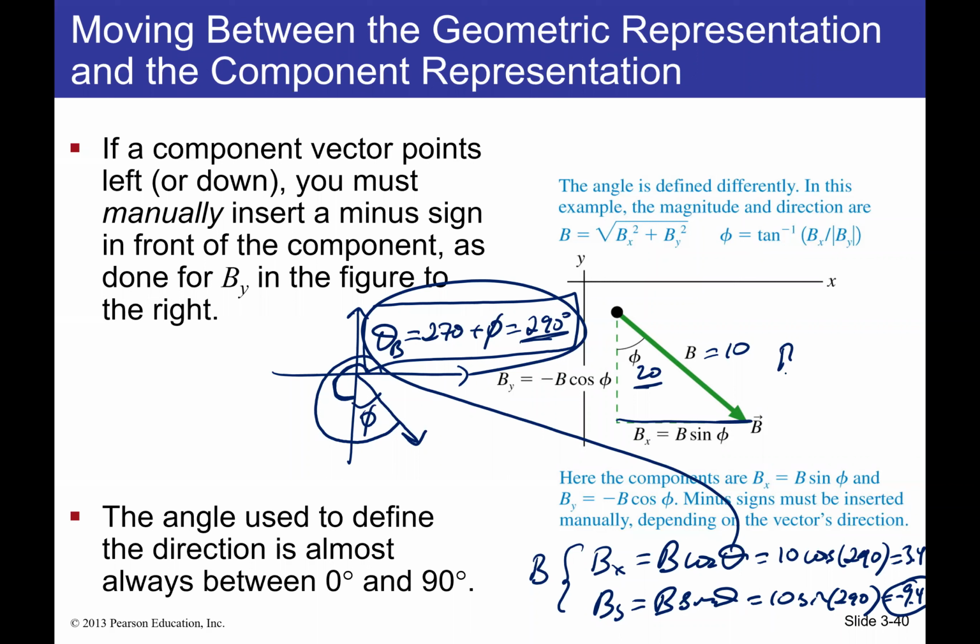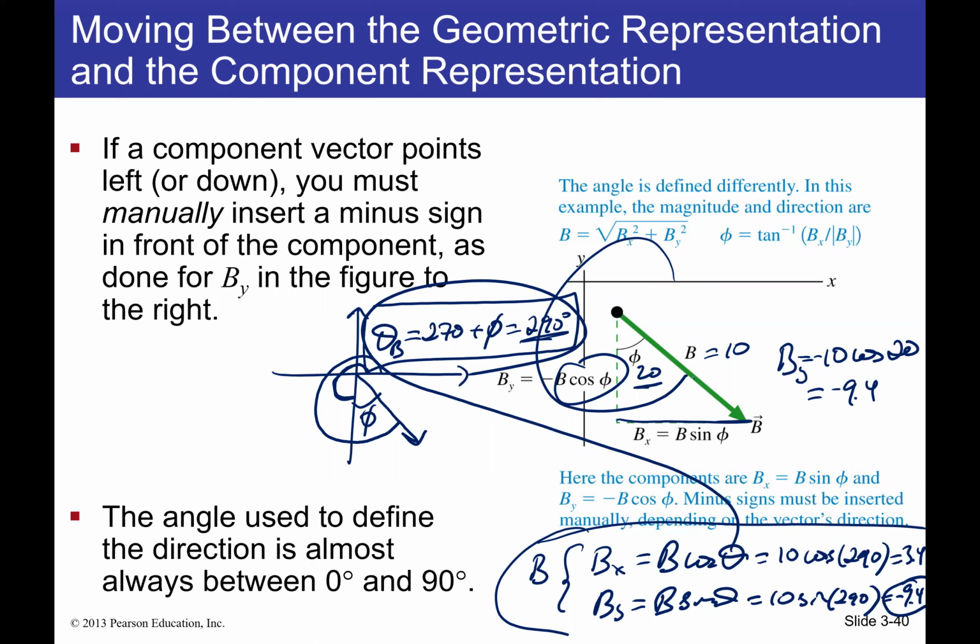See, if I used By equals 10 cosine of 20 and plugged it in your calculator, you will see you're going to get 9.4, not negative 9.4. So that's why you have to manually put the negative on the 9.4. But if you're using this method, taking the direction of B with respect to the positive x-axis, counterclockwise, then the x component is no longer in terms of sine, because it's independent of that opposite and adjacent.